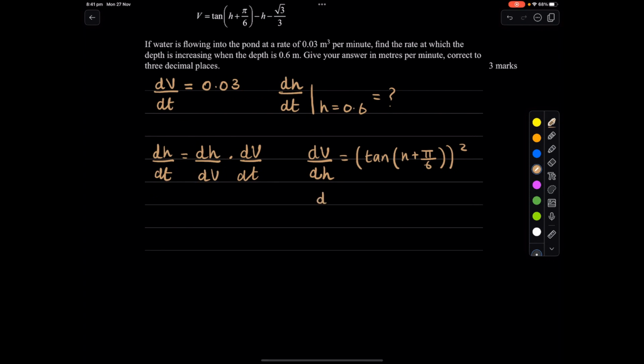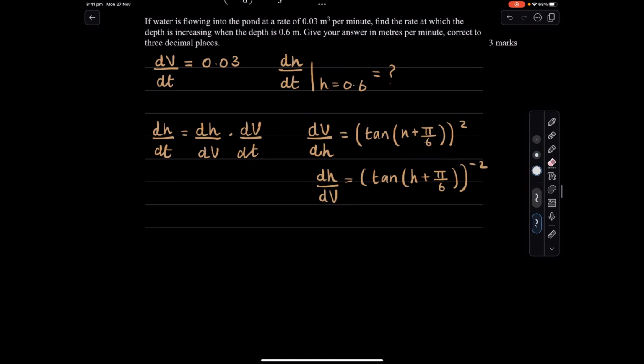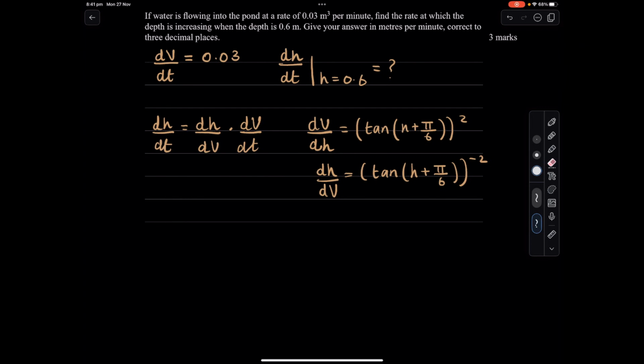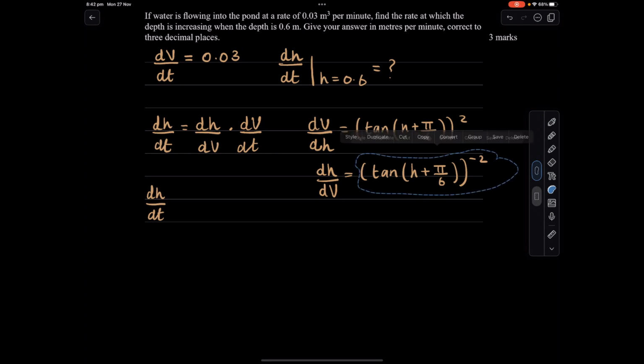So dh/dV is just the reciprocal, which you can write as tan(h plus pi on 6) to the negative 2. And now let's multiply them together. So dh/dt is this expression right over here. Let's copy that.